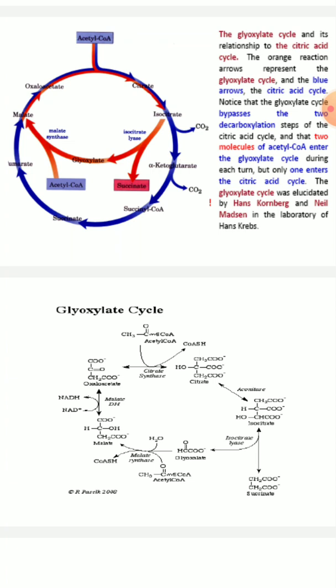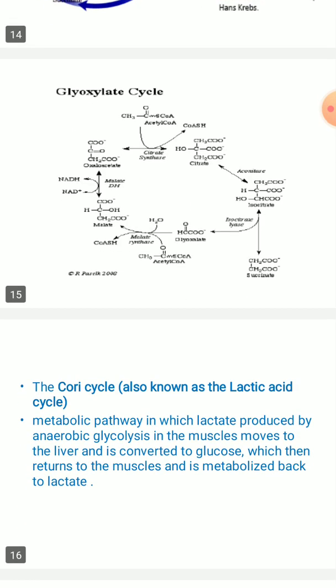The formed glyoxylate condenses with one more molecule of acetyl-CoA. Hydrolysis happens, and by malate synthase, coenzyme A is removed, resulting in the formation of malate. This malate is further acted upon by malate dehydrogenase to form oxaloacetate again, which enters the gluconeogenesis process. This is the glyoxylate cycle which can be observed in plants and microorganisms.